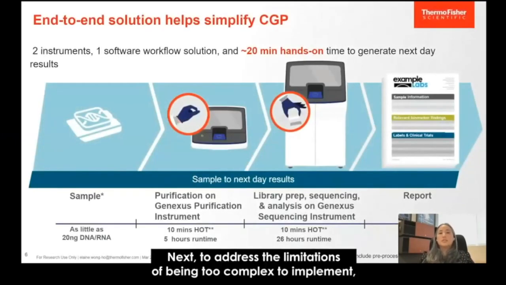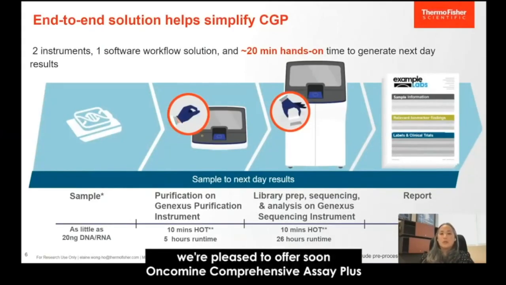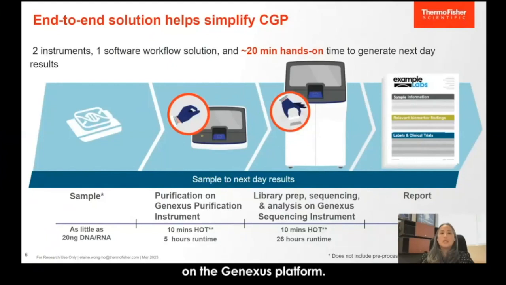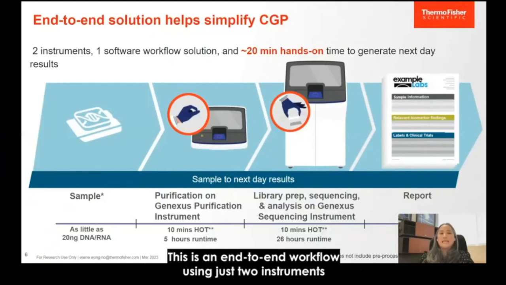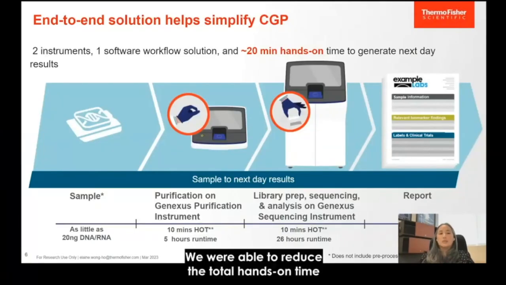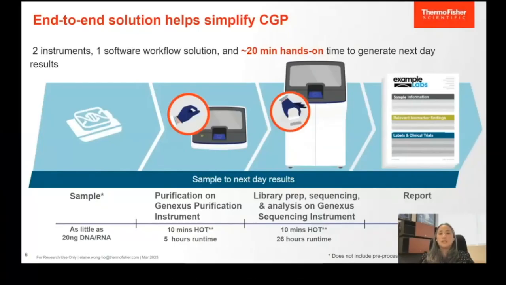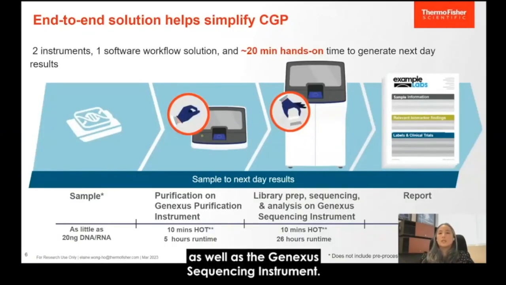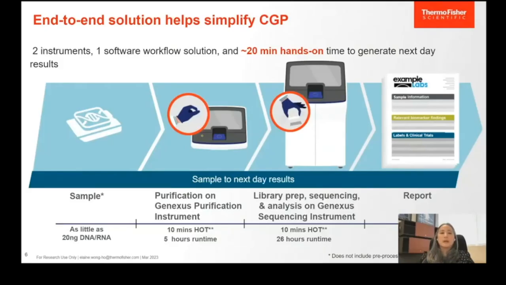Next, to address the limitations of being too complex to implement, we're pleased to offer soon Oncomine Comprehensive Plus on the Genexus platform. This is an end-to-end workflow using just 2 instruments and a single software solution. We were able to reduce the total hands-on time to just 10 minutes per instrument, both the Genexus purification instrument as well as the Genexus sequencing instrument.